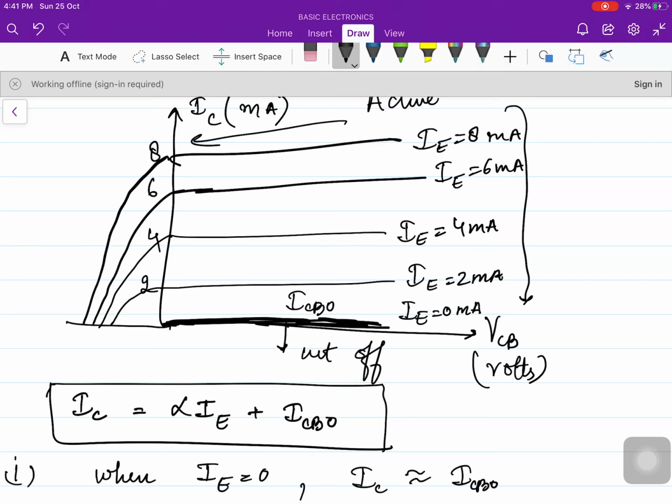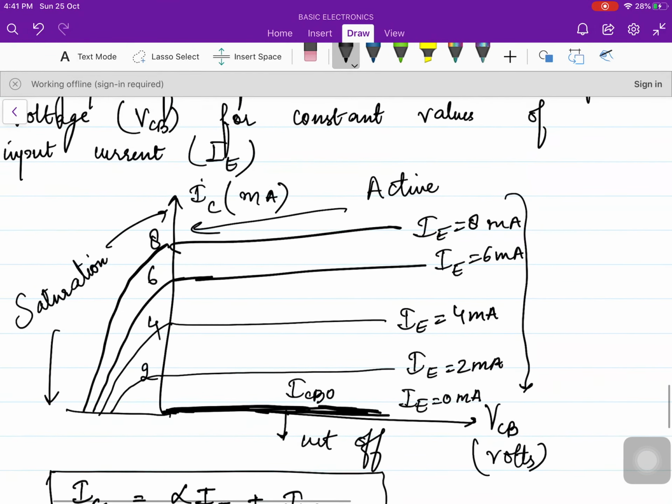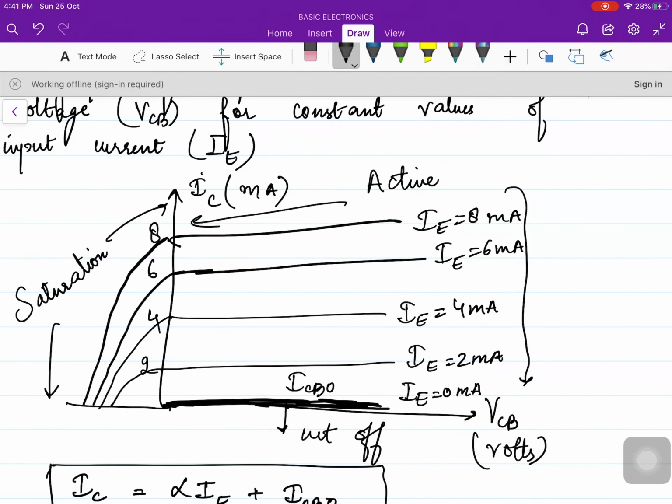And now when you have made the collector base junction forward, both the junctions are now forward, and that particular region of operation is called the saturation region. So this portion is the saturation region. So this is how we draw the output characteristics of BJT. And we have shown the three regions in the output characteristics curve, that is active, cutoff and saturation.